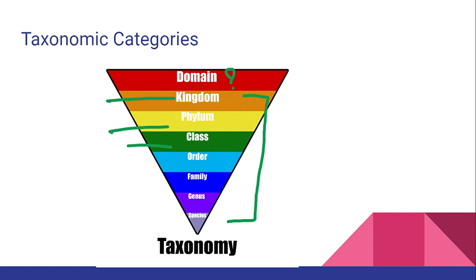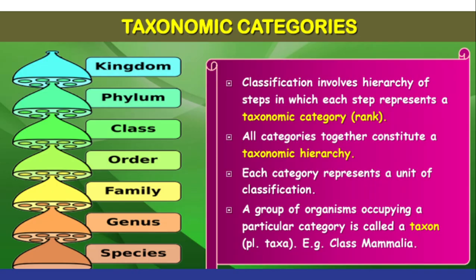What did I say? Each category is a unit of classification. Unit of classification means I am going to classify the organisms, segregate the organisms, right? So domain is the highest one. So in an option, if domain is given, we are going to mark domain as the highest unit of classification, right? So we are already done with this, class.